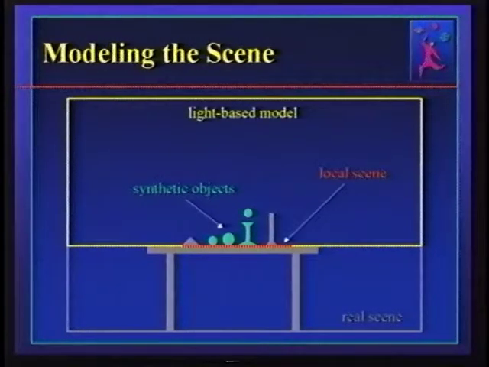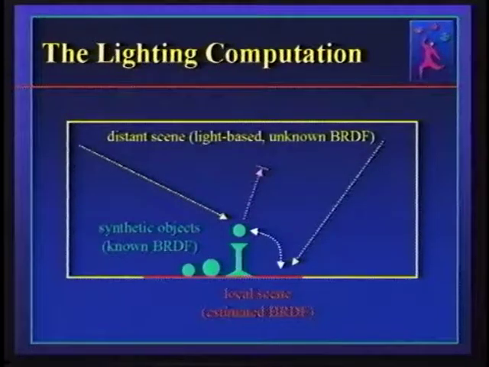And our local scene model, which is just going to be a square of table underneath the objects, its job is going to be affected by the objects. So for this, we're going to need an estimate of its material properties. This is how the illumination calculation works. Light is going to come from the light-based model of the scene to the synthetic objects, and also from the light-based model of the scene to the local scene.